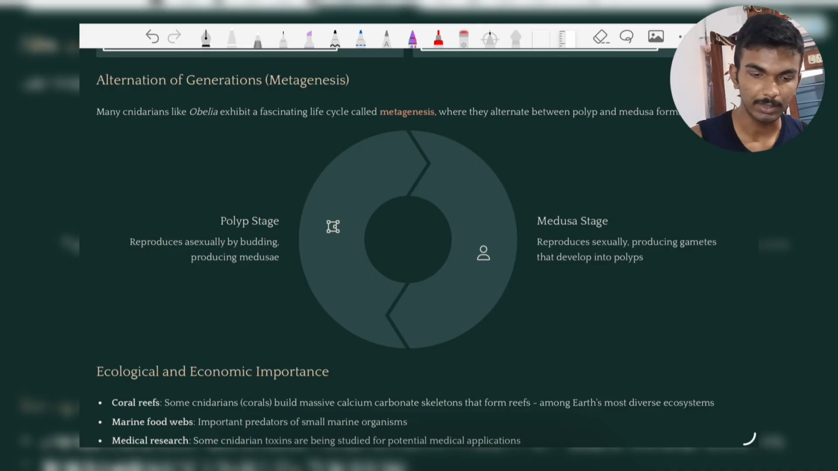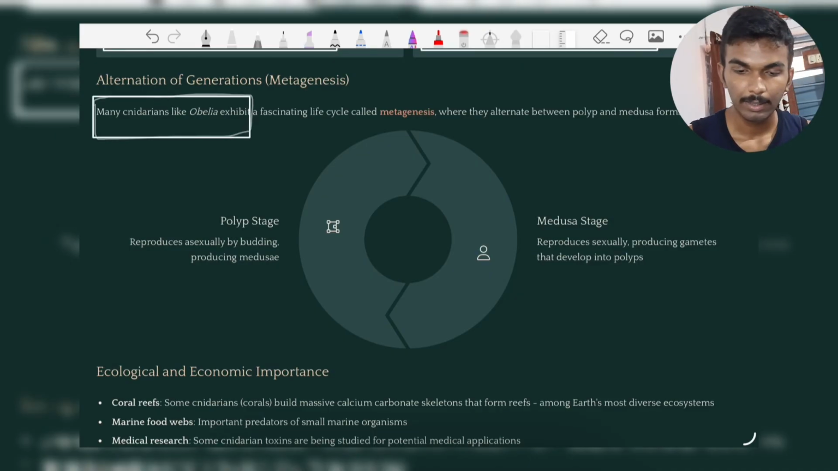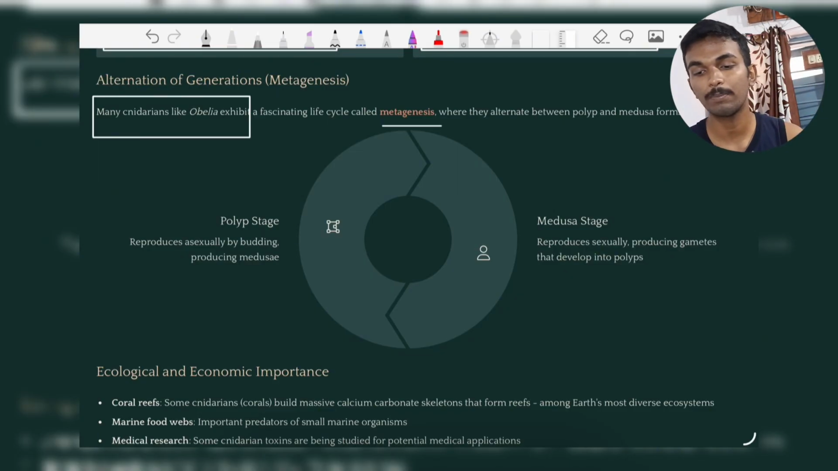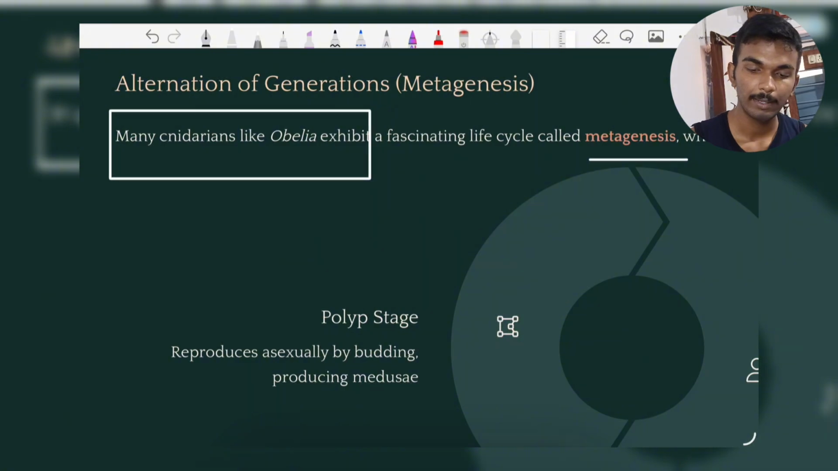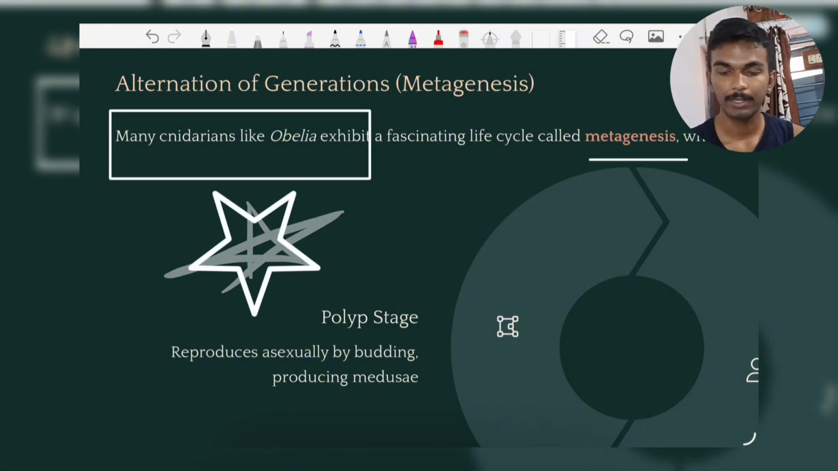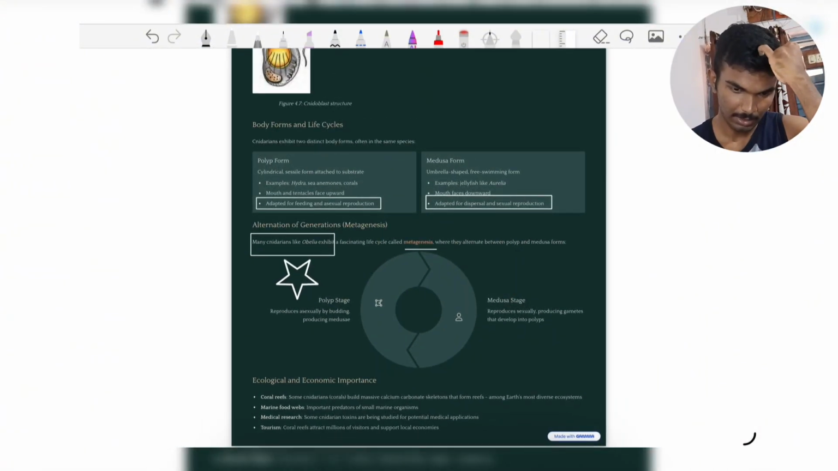Alternation of generation. Many cnidarians like Obelia exhibit a fascinating life cycle called metagenesis, where they alternate between polyp and medusa forms. Polyp stage reproduces asexually by budding, producing medusa. Medusa stage reproduces sexually, producing gametes that develop into polyp. This is very important, so remember it.